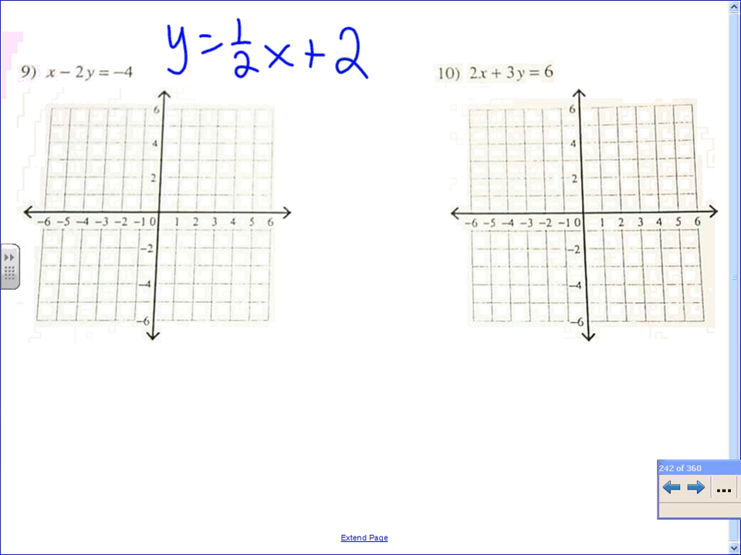Alyssa, how do we graph that? Good. And then if you need to get the opposite point, down 1 to the left 2. Down 1 to the left 2.